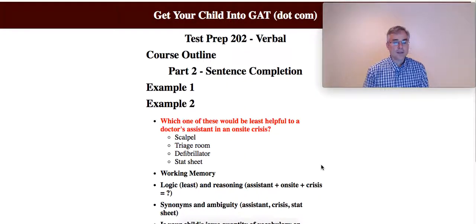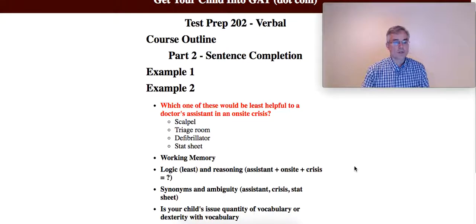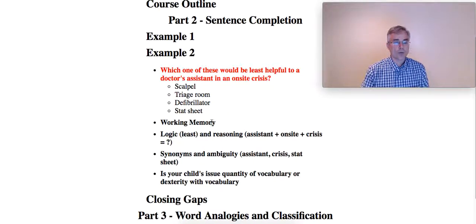Which one of these would be least helpful to a doctor's assistant in an on-site crisis? Okay, the 4 answer choices are scalpel, triage room, defibrillator, stat sheet. And yes, I just totally made up this question. So first of all, this question has a working memory requirement. In fact, I think it's got the gold standard of working memory, which is 3 buckets: least helpful, doctor's assistant, on-site crisis. So when your child reads that question, these 3 concepts have to go into working memory while they're worked on.